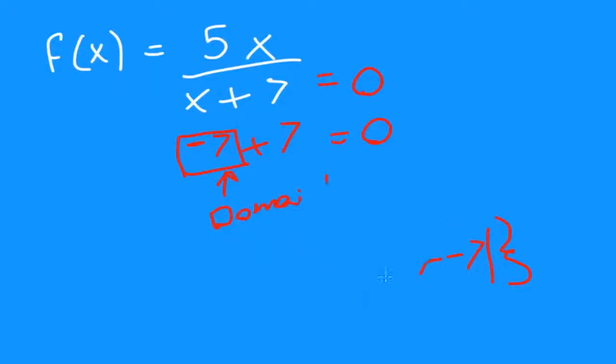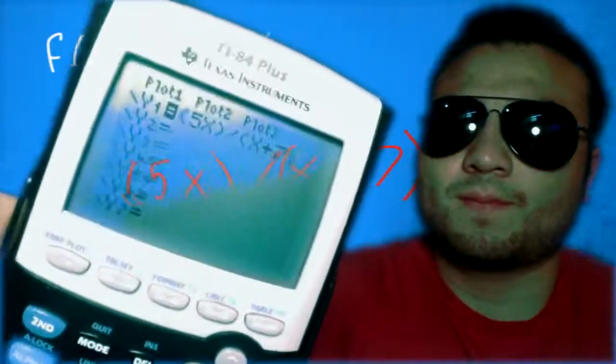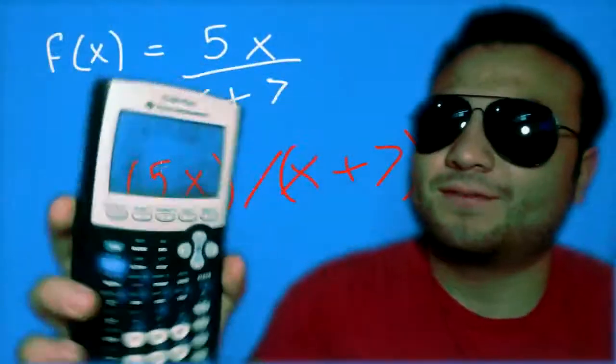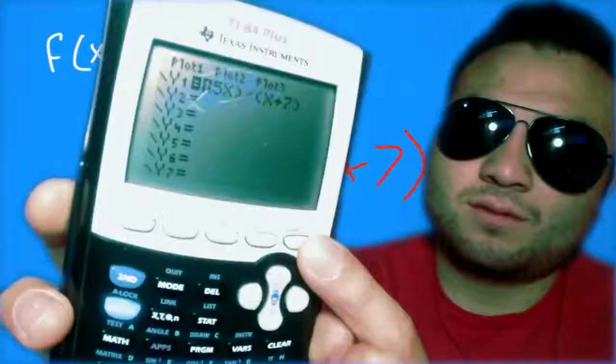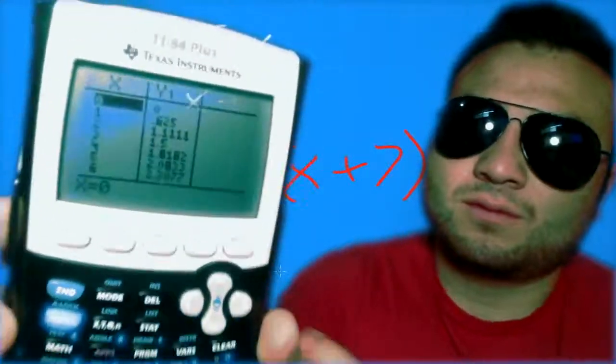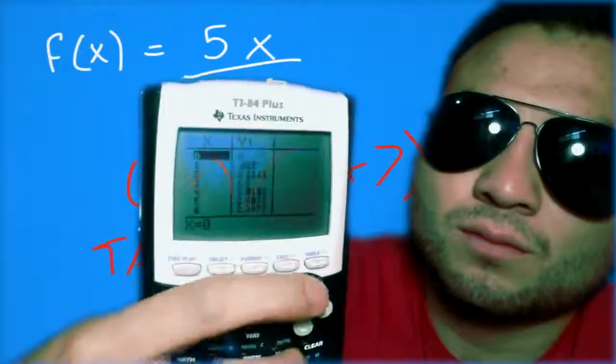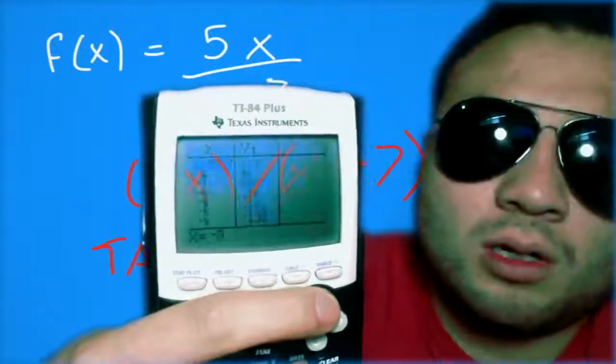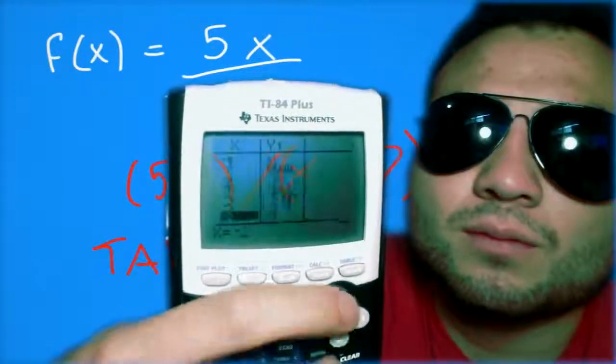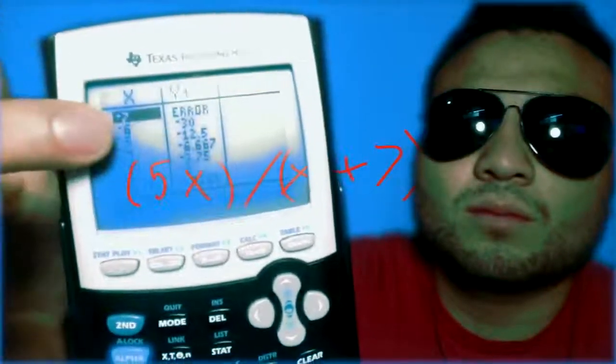And if you want to, you can take out your graphing calculator. You would just have to press Y and input the function, 5x over x plus 7. And then you go to your table, and in your table you will look for a place where x equals one of your options and y is equal to error. That would be your domain, your x.